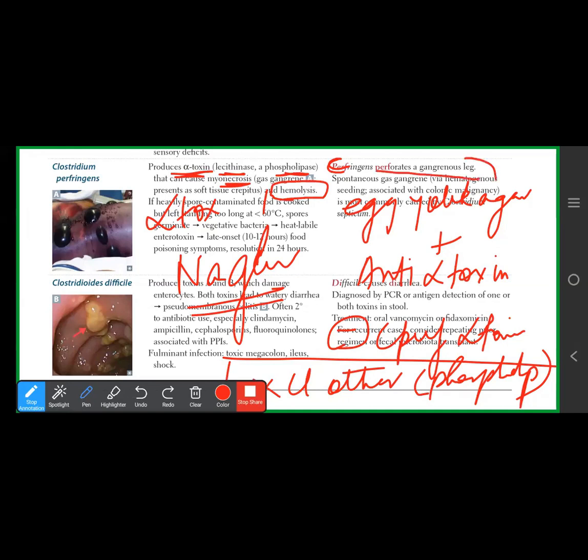That's why I mentioned Nagler's reaction: they will block this alpha toxin, but they will not block the phospholipases of the other Clostridium bacteria. So that is about Perfringens.